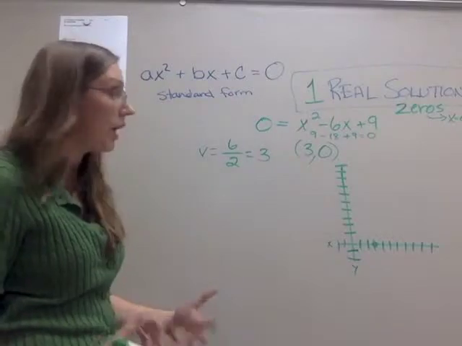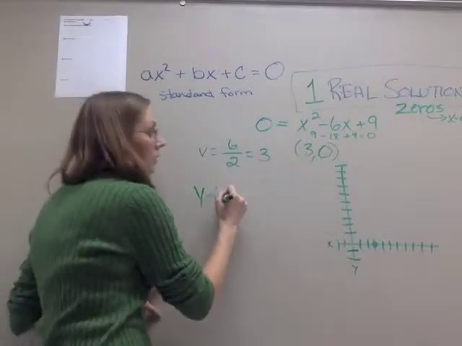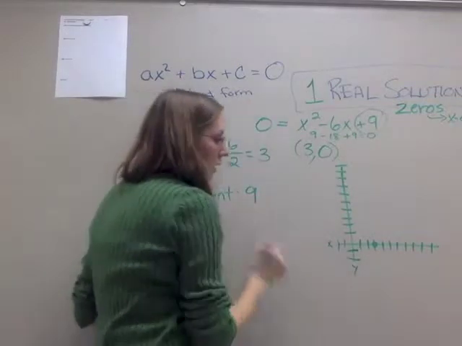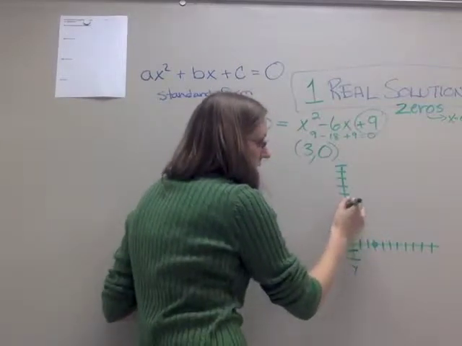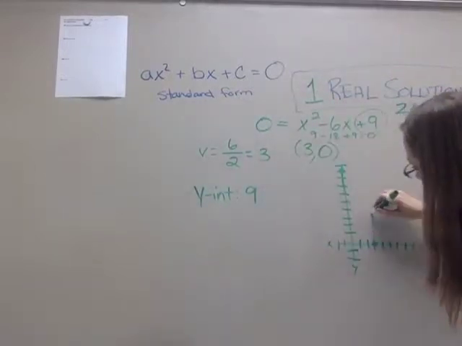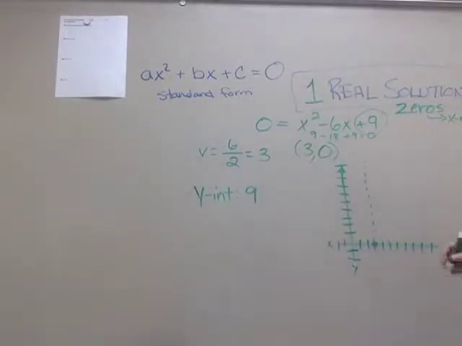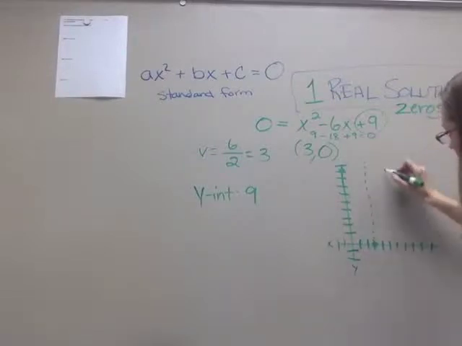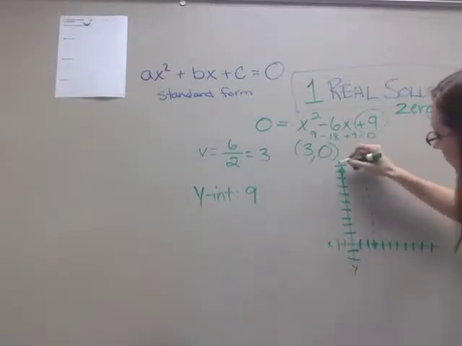Normally, if we're going to continue graphing this, we'd find our y-intercept, which we know is our c value, 9. So it's going to hit 1, 2, 3, 4, 5, 6, 7, 8, 9. We would reflect it over our axis here. So it's 1, 2, 3 away. So 1, 2, 3. It would be here. And we would graph.